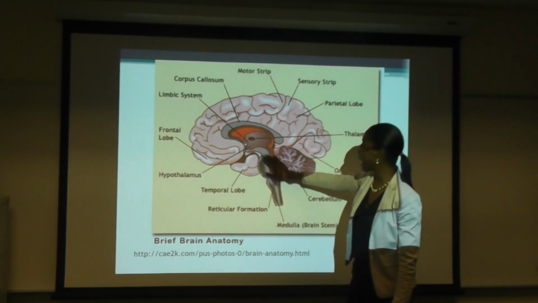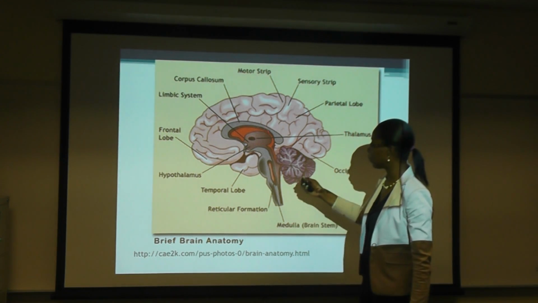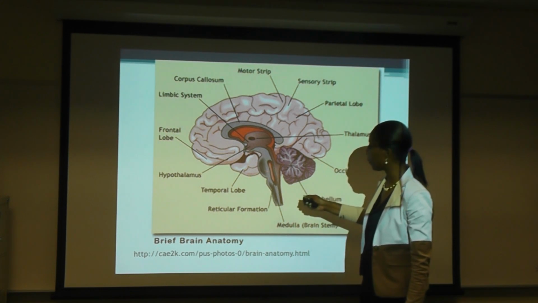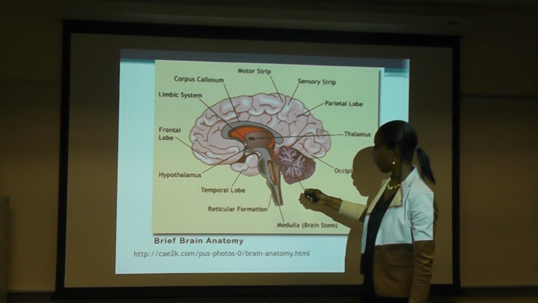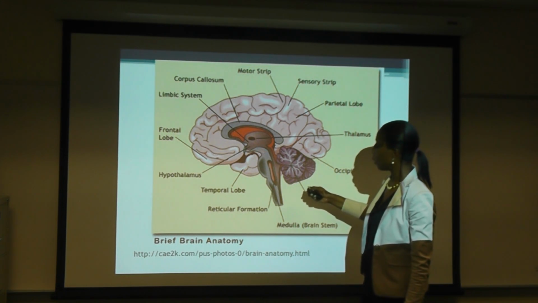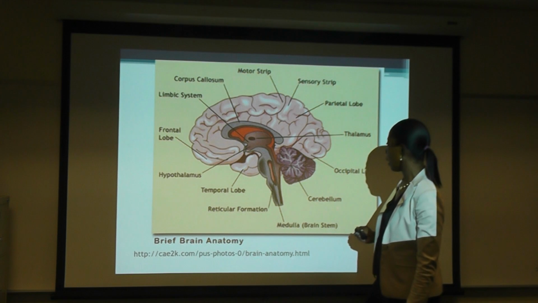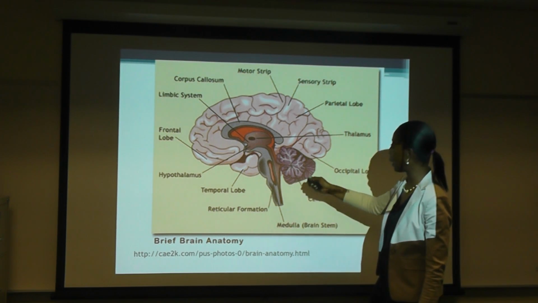We have the brain stem, okay, which is made up of the midbrain, which is here. This is the pons, or what we call the pot belly, and then this is the medulla, which is the last part. Okay. So you have the top of the brainstem, which is the midbrain, then you have the pons, and then you have the medulla. Midbrain, pons, medulla. Okay? Cerebellum, you have the thalamus, which is this area right here.